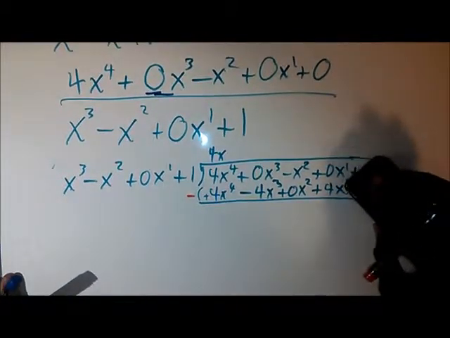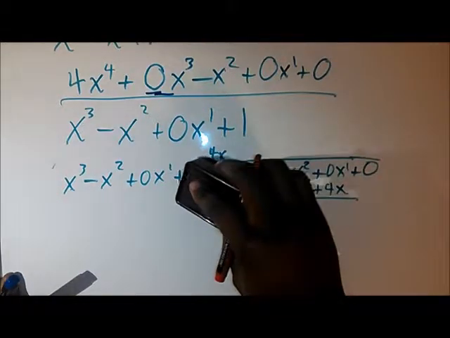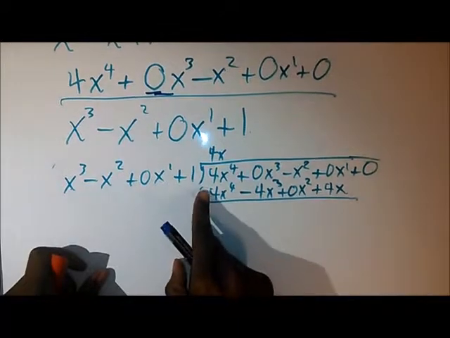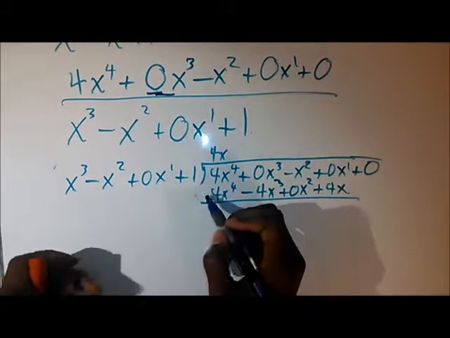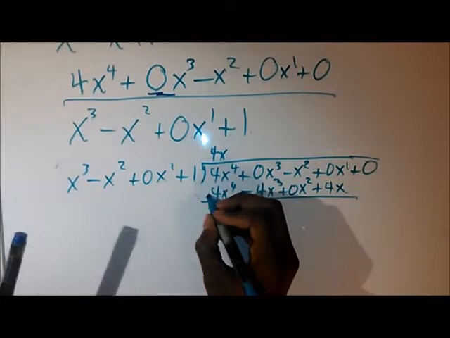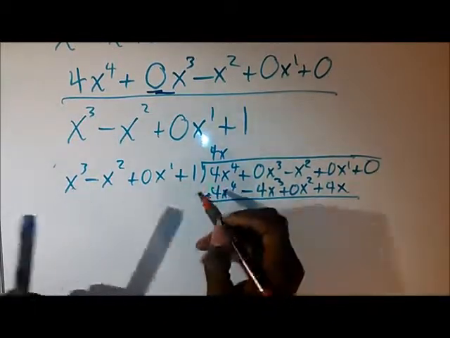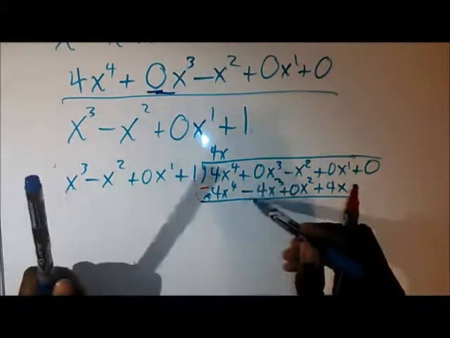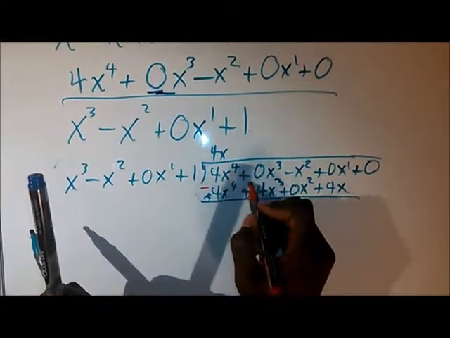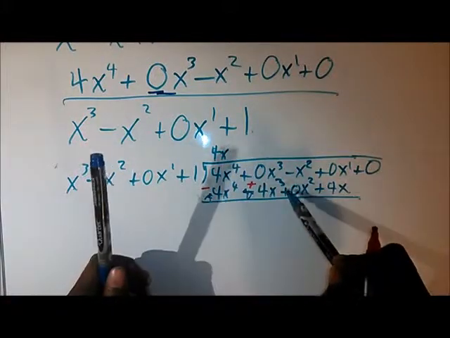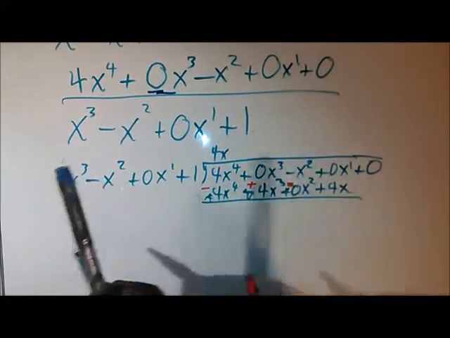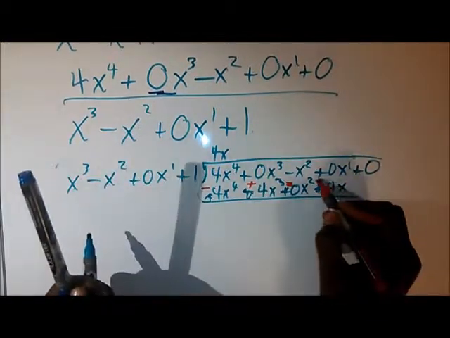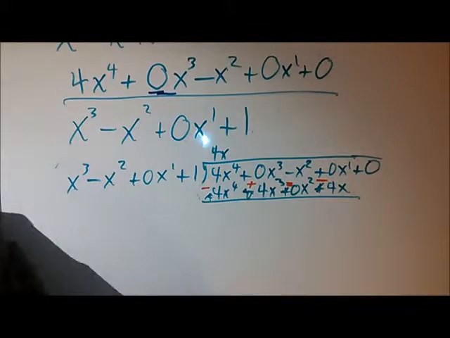So that means all of our terms inside, we're going to distribute this negative 1 into all the terms. So this will change from positive, cross it out, to negative. This will change from negative to positive. This will change from positive to negative. This will change from positive, cross it out, to negative, right?